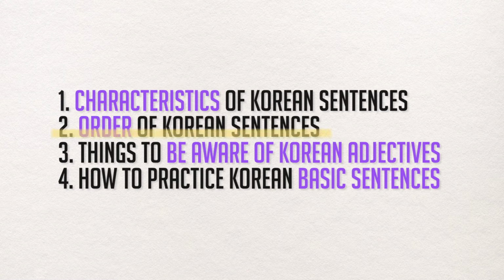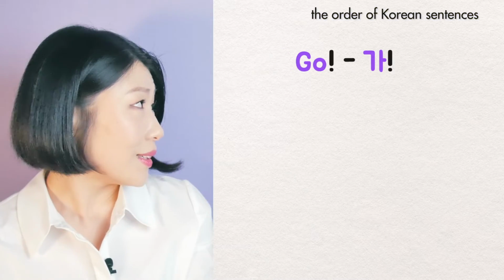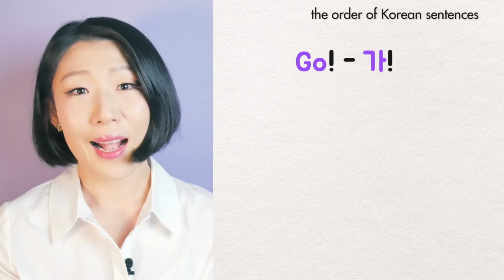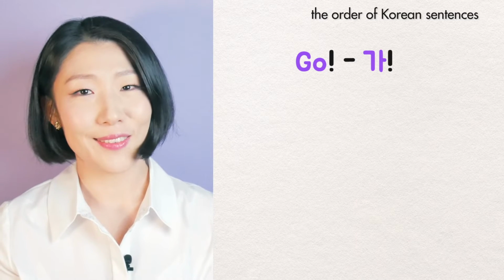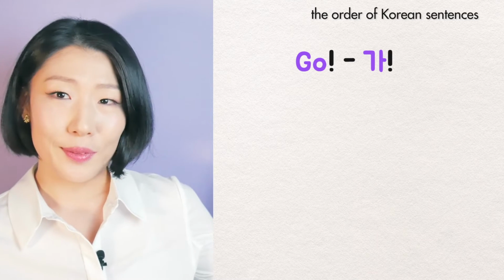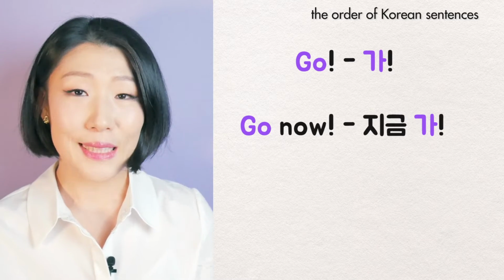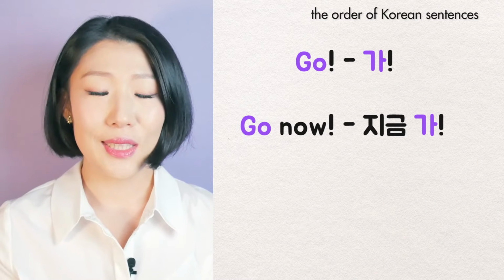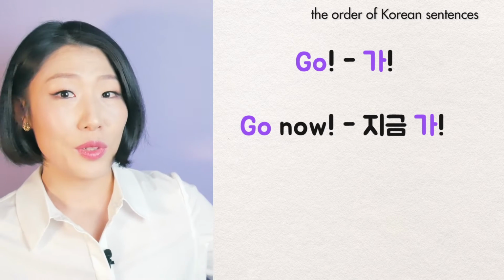Secondly, let's look at the order of Korean sentence. The simplest sentence in all language is command. So let's look at this. Go. 가. It's too easy, right? Then let me add one more thing here. Then what will happen? Go now. 지금 가. As you can see, the order of the sentence is reversed.